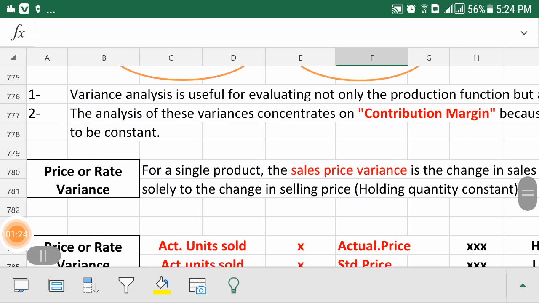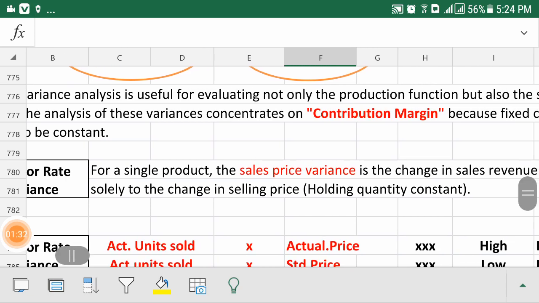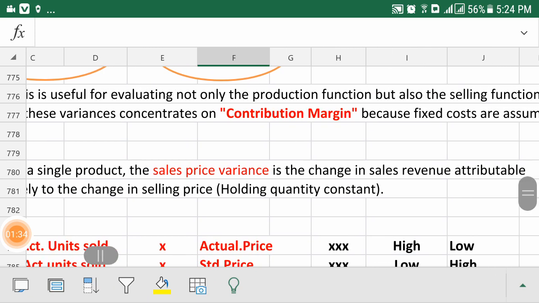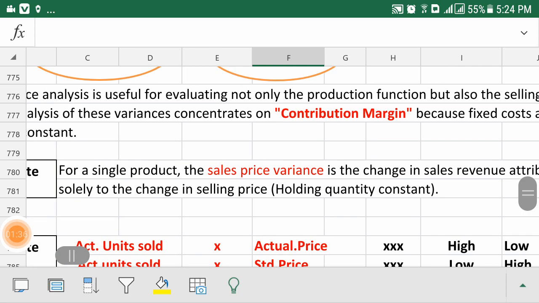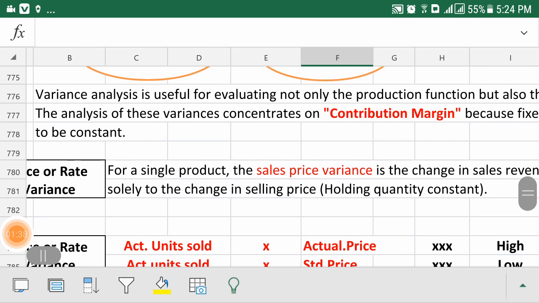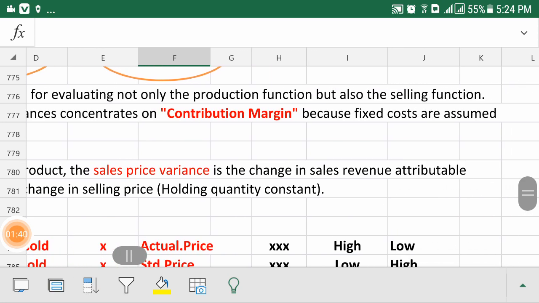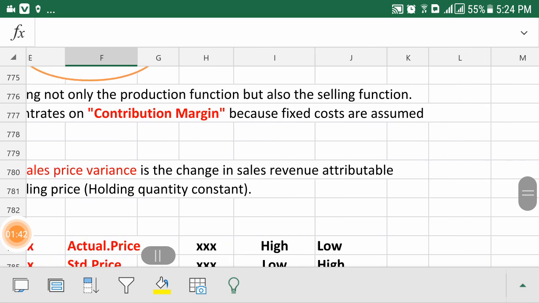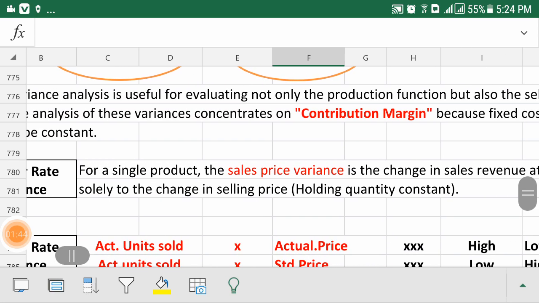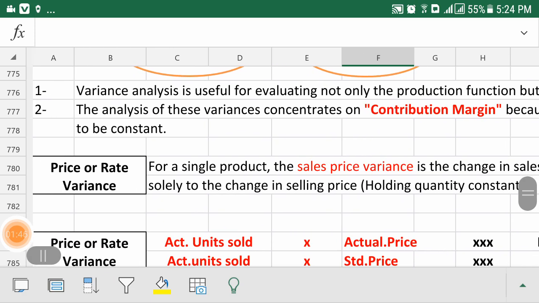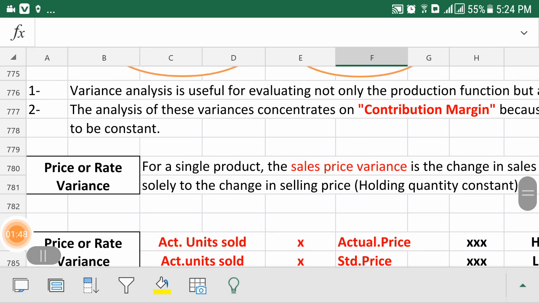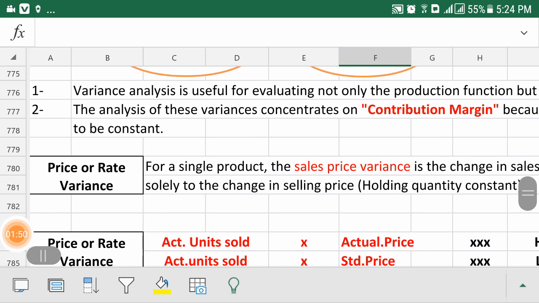So sales variance is also affected by the sales price. The second point says that the analysis of these variances concentrates on contribution margin. The study of sales variance is related to contribution margin, because fixed costs are assumed to be constant. In this variance, the fixed cost is always assumed as a constant cost.